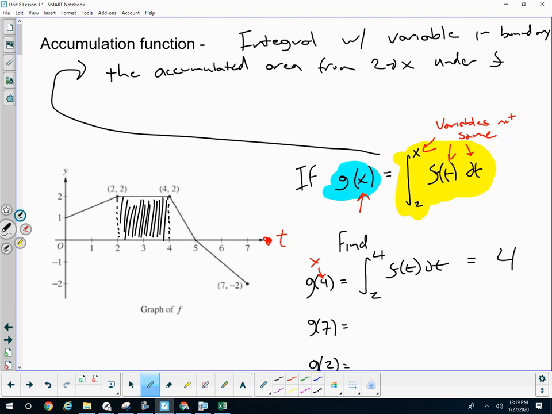That's just a square, width and height of 2, that's 4. Okay, now let's look at g of 7. It's going to be the integral from 2 to 7 of f of t dt. That means I need the area from 2, include this area to 5.